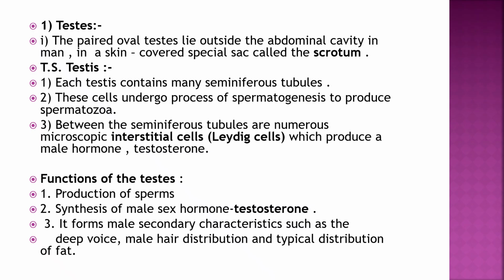So let's see the functions of the testes. The main function of testes is the production of sperms, which is required for fertilization with ova to produce a zygote and then fetus. Then the second function is synthesis of the male sex hormone testosterone by Leydig cells, that is interstitial cells, and this hormone is responsible for male secondary sexual characteristics such as deep voice, male hair distribution, that is beard, and axillary hair or hair on chest, then typical distribution of fat, build. All these male characteristics are because of the hormone testosterone.